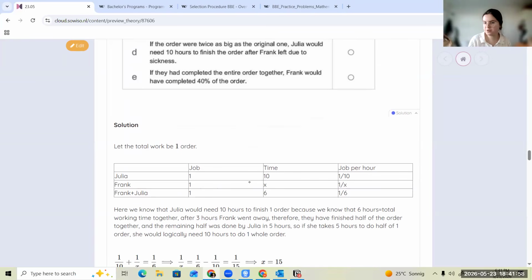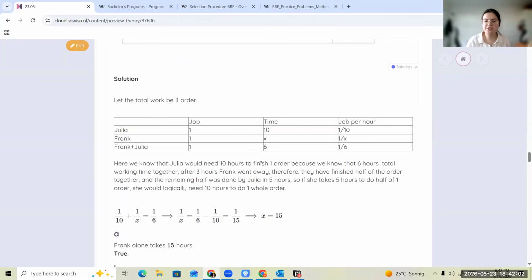And Frank, we don't know his productivity, so it's one job over X. But what we know is that the productivity of both of them combined is equal to 1/6. So if we add 1/10 plus 1 over X, we get 1/6. And you can solve for X. So Frank actually takes 15 hours. Frank is a bit slower than Julia. So for one whole job, if he had to do it by himself, he would need 15 hours.